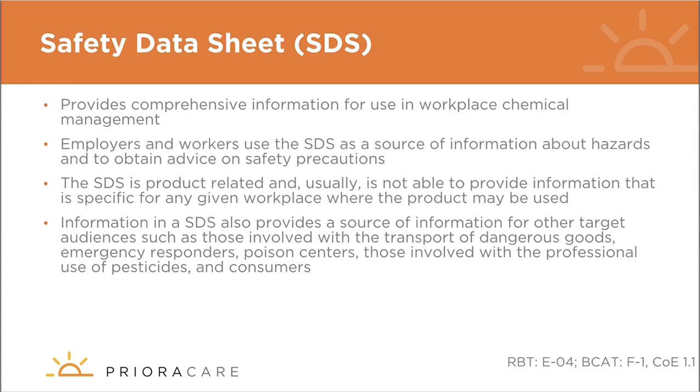In addition to labels, each chemical and hazardous material has a safety data sheet, or SDS. This provides comprehensive information for use in workplace chemical management. Employers and workers use the SDS as a source of information about hazards and to obtain advice on safety precautions. The SDS is product-related and, usually, is not able to provide information that is specific for any given workplace where the product may be used. Information in an SDS also provides a source of information for other target audiences, such as those involved with the transport of dangerous goods, emergency responders, poison centers, those involved with the professional use of pesticides, and consumers.